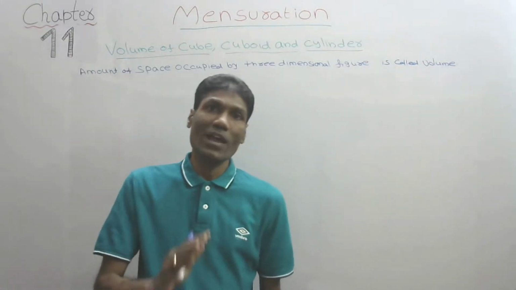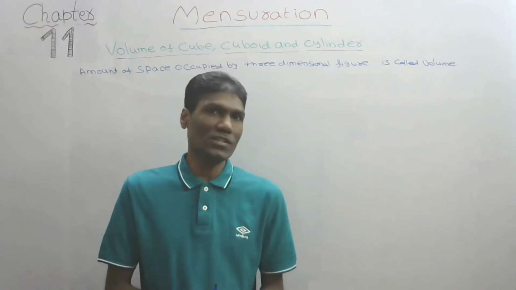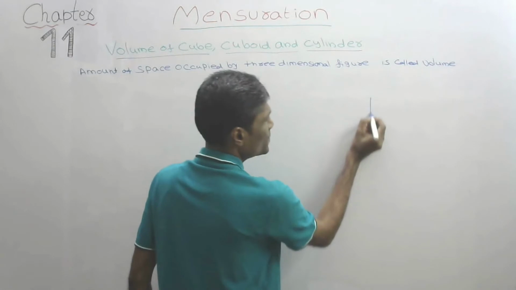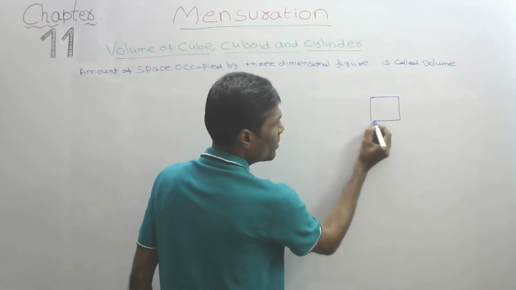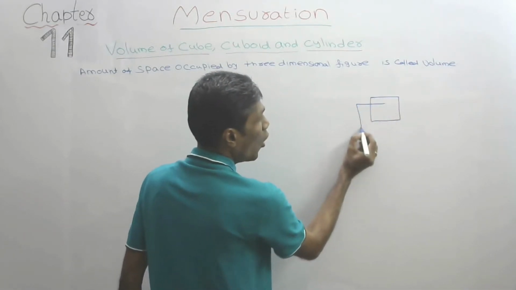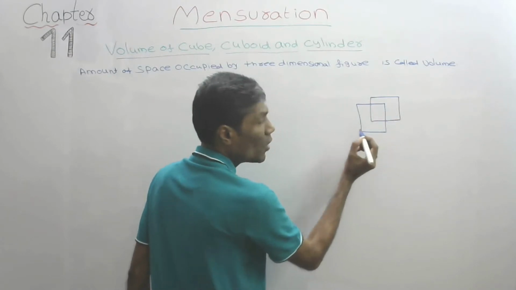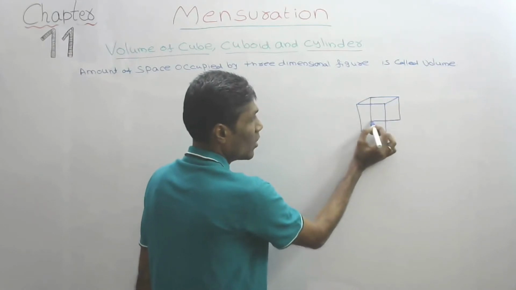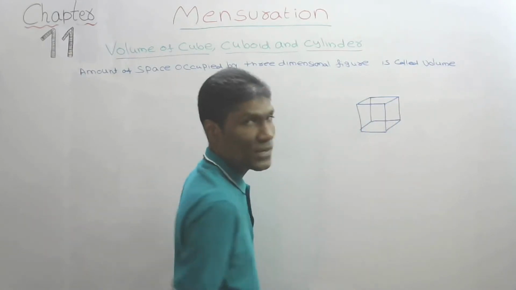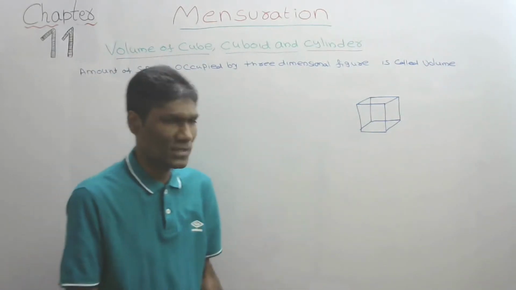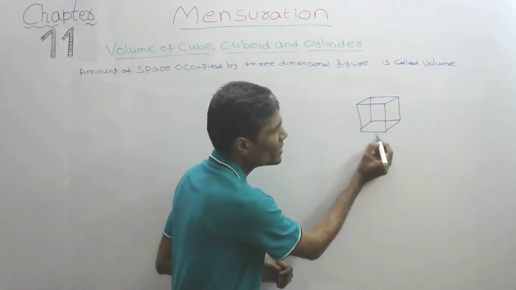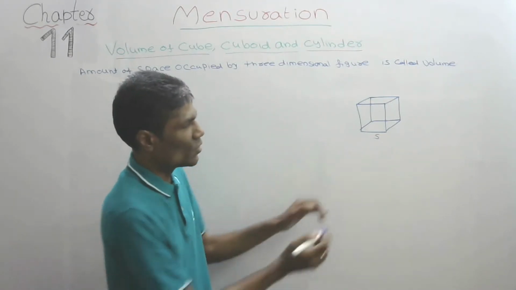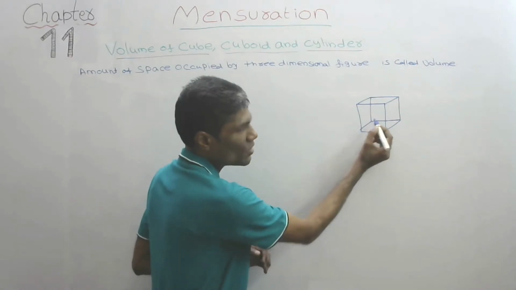Previously, we have learned lateral surface areas and total surface areas. Remember? See, first let us take a cube. What is a cube? A three-dimensional figure in which all three sides are of equal length. That is length, breadth, height. All three are the same. Such a figure is called a cube. Let us take this and let its side measure S. The length is S. So this is S, this is S, and this is also S.